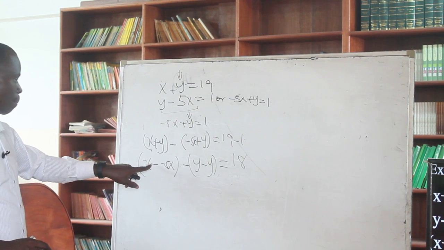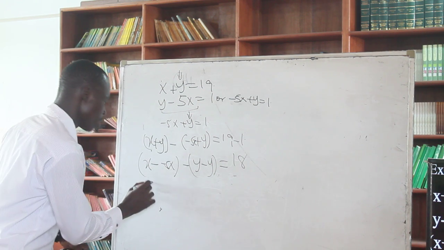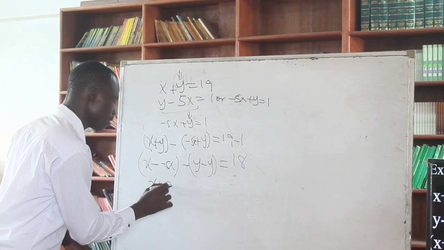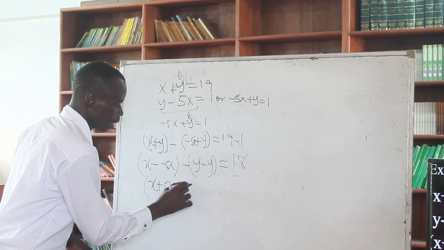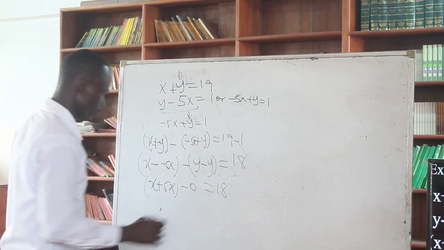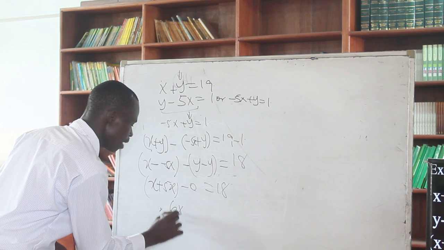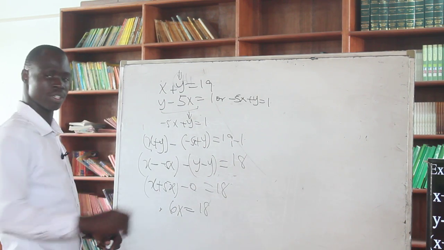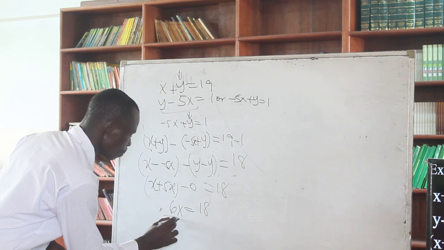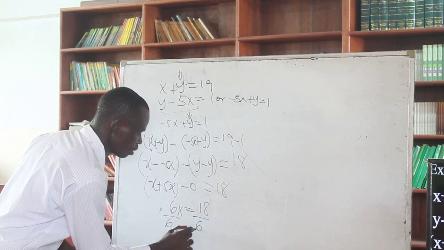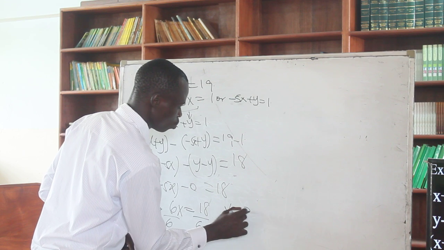So minus minus becomes positive, so it becomes x plus 5x minus 0 is equal to 18. So in other words, this one becomes 6x is equal to 18. So what we do here, we divide here by 6, divide here by 6. In other words, our x is equal to 3.